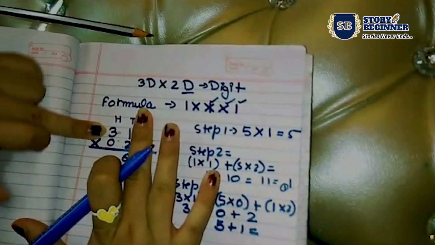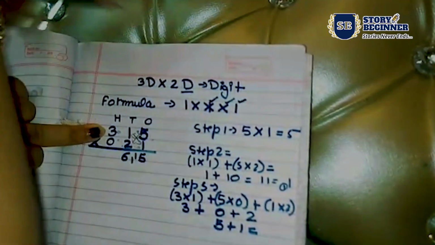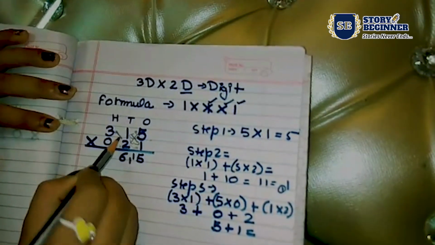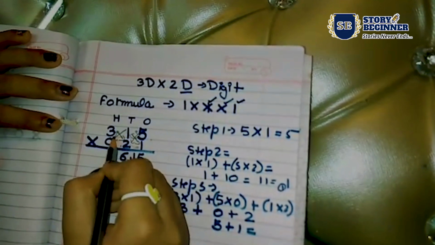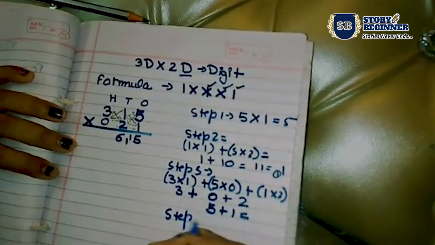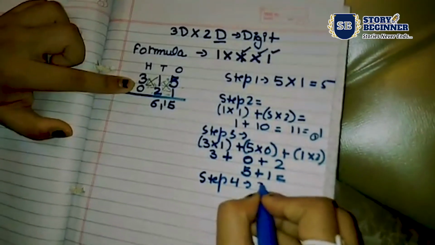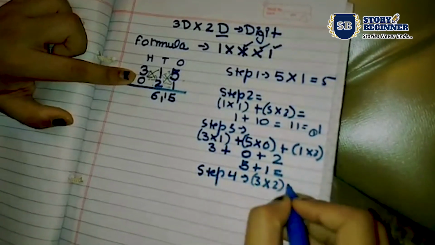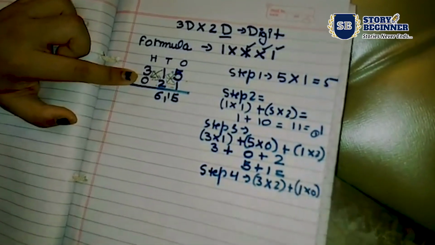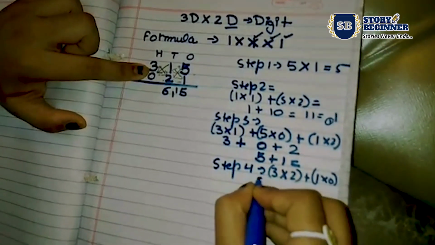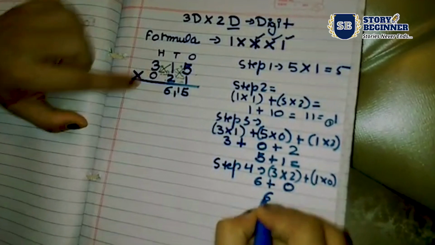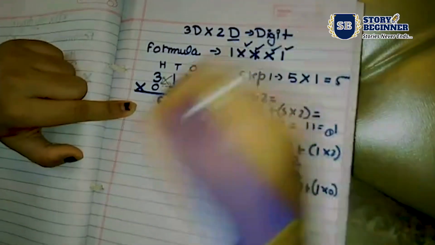Now you can hide it. Our main motive now is to multiply 3 by 2 and 1 by 0. So step 4 is 3 into 2 plus 1 into 0. That is 3 twos are 6 plus 0, so it is 6 only. Now we have done this also.